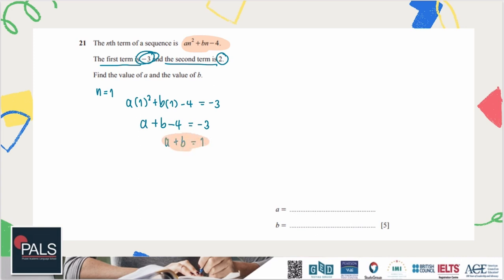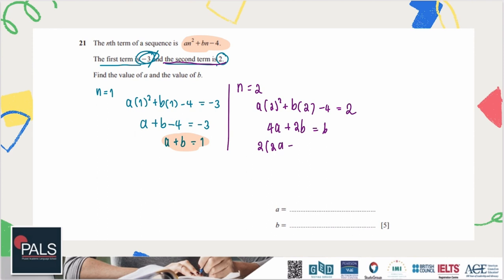So now I've got the first equation. The next sentence says the second term is equal to 2. So if n equals 2, we substitute n by 2. So a times 2 squared plus b times 2 minus 4 equals 2. So it's 4a plus 2b equals 6, right? So look at it, I divide by 2: 2a plus b equals 3.